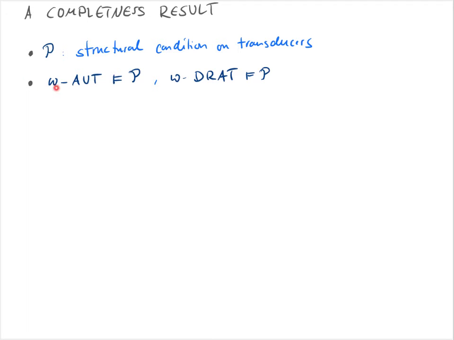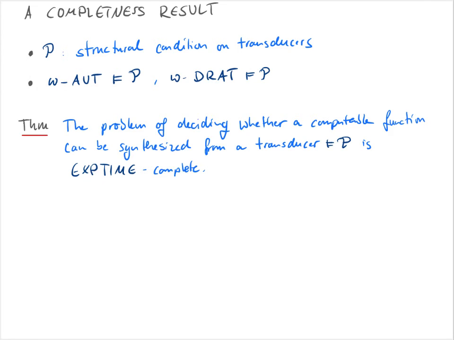It holds for omega automatic relations. These are the relations that are captured by synchronous transducers, and these kinds of relations are also used in Church synthesis, which I will come back to later. And an even bigger class, which contains the omega automatic relations, are the omega deterministic rational relations, which I'm not going to define. Okay, and so whenever we have a transducer that satisfies this property, then the game reduction is complete, so it is decidable whether a computable function can be synthesized from such a transducer, and this problem is EXPTIME-complete.